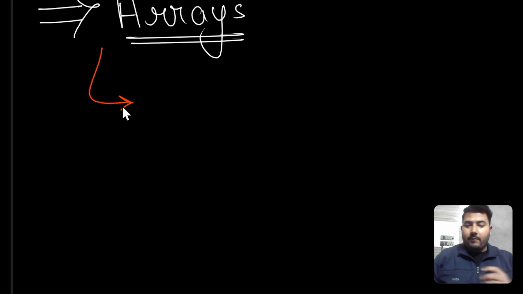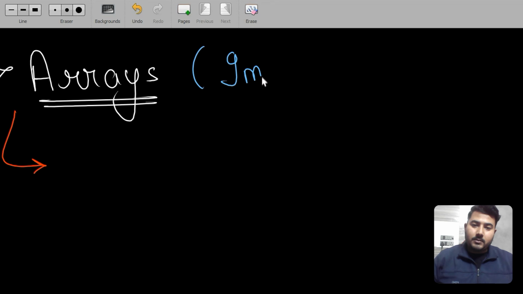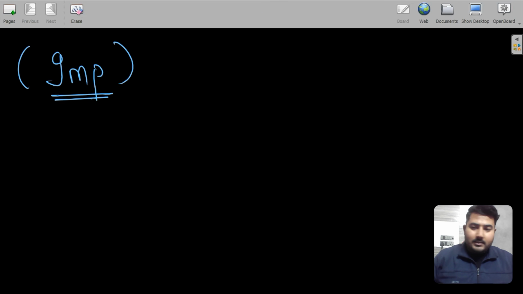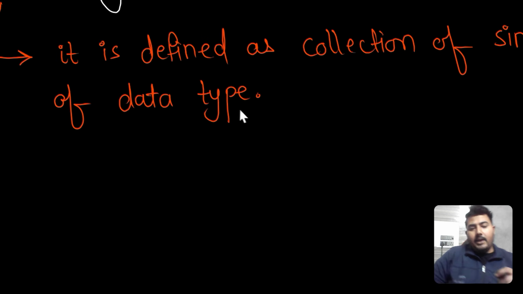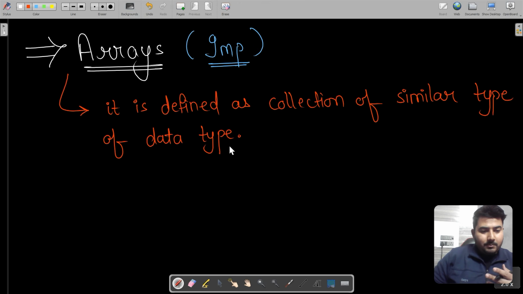First of all, a simple definition would be required: what exactly is an array? It is very, very important. Let me just mark it as important. So, an array is defined as a collection of similar type of data type. We have learned about data types in the previous session. What exactly is a data type? It's a category of a, you can say, variable. That is, a variable can be of these many data types.